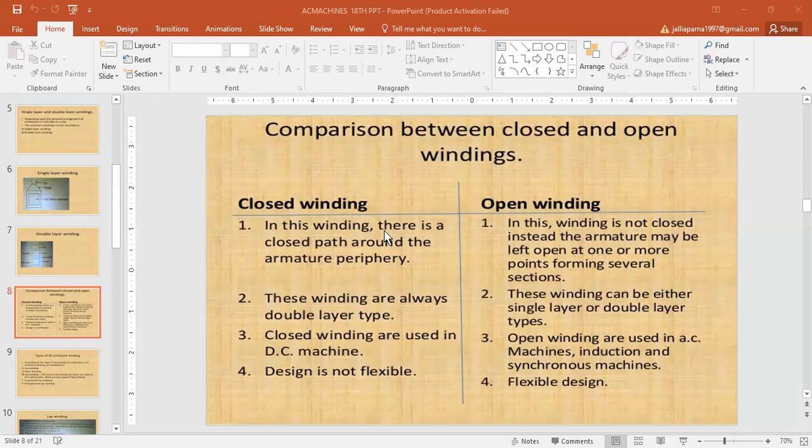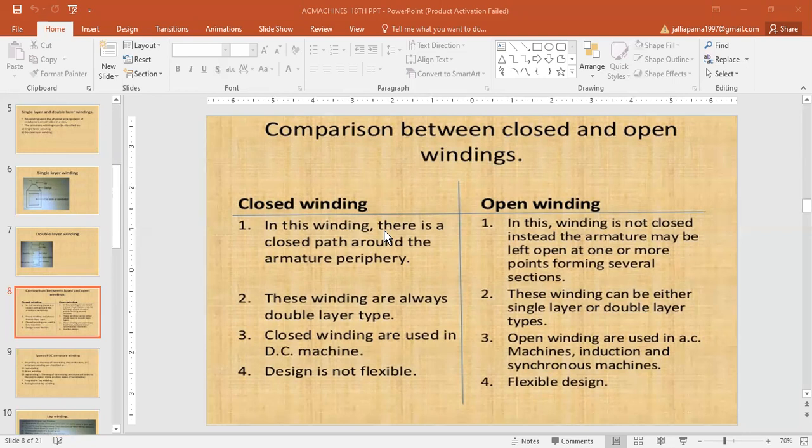Closed windings are used in DC machines. Open windings are used in AC machines, induction or synchronous machines. The design of closed winding is not flexible, whereas open winding is a flexible design.